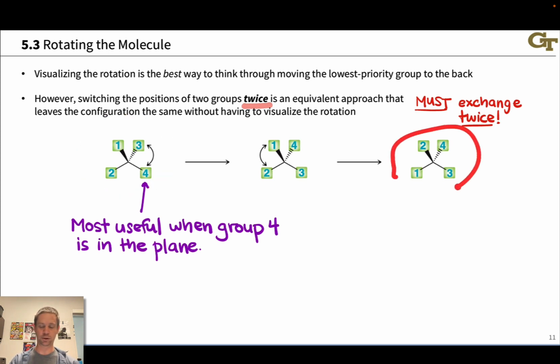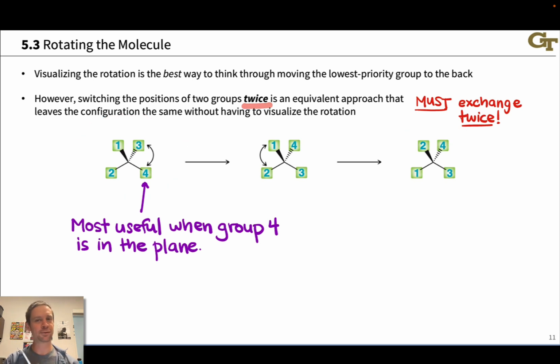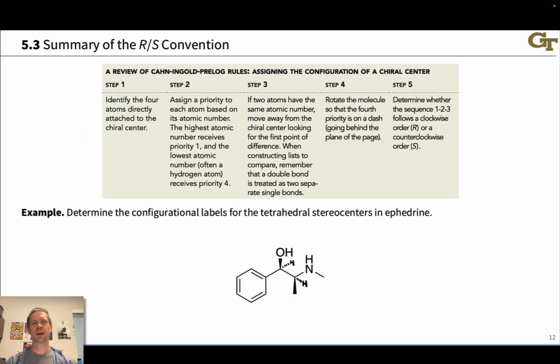And in fact, the actual configuration in this original structure is R, not S. So be careful with that. So to summarize, the RS convention, or Cahn-Ingold-Prelog convention: first, we're going to identify those 4 atoms attached to the stereocenter. We're going to assign them priorities based on atomic number and deal with ties by going out along the chains of the groups until we hit the first point of difference.